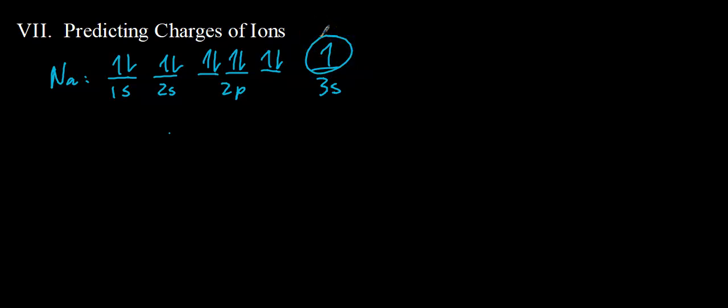So in the case of sodium, it has one valence electron. It will ionize by losing its one valence electron. So sodium forms an ion with a +1 charge. All right, let's try something a little bit more complex.